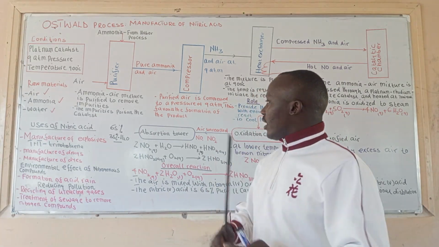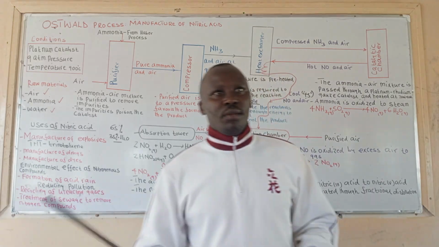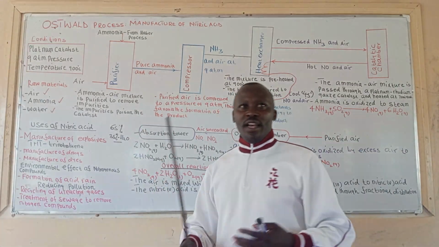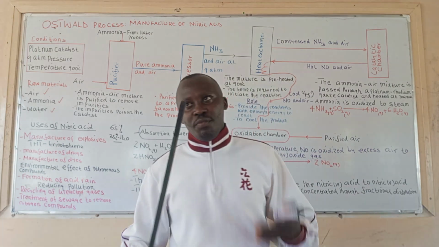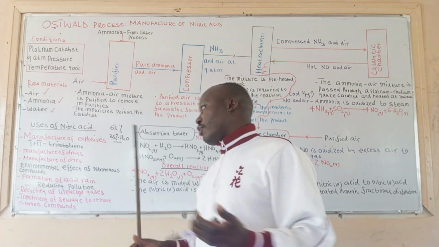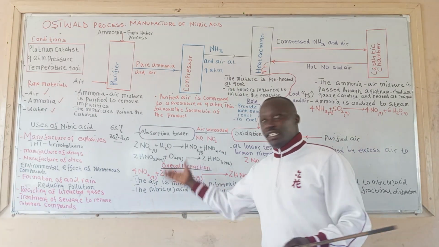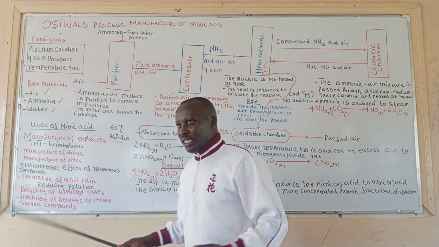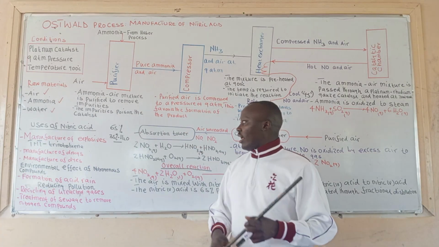You can also say that nitric acid is used in the manufacture of drugs. It can be used in cleaning of glasses. It can also be used as an oxidizing agent. It can also be used in the manufacture of dyes and very many others. So you can get some revision books or carry out reading and get more uses of this nitric 5 acid.